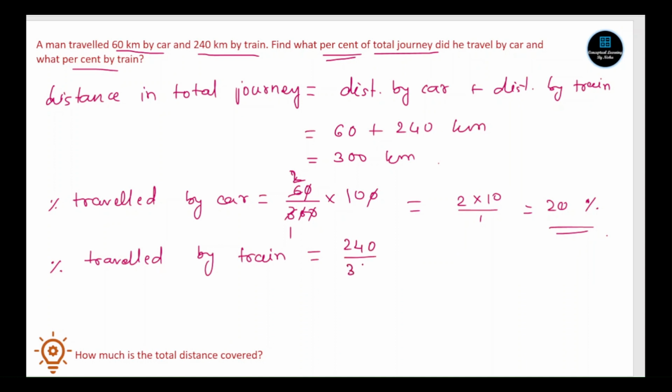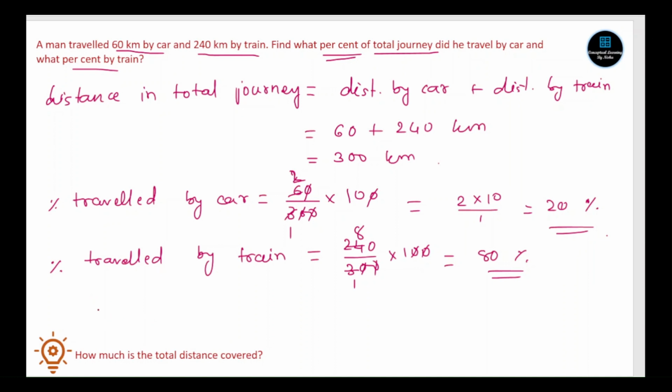240 upon 300 into 100. 0 cancels out, and 3 1 times, 3 8 times. So, what do we get? 80%. See, you can find this 80% by simply subtracting 20% from 100 also. Okay, that is the other method of doing it.